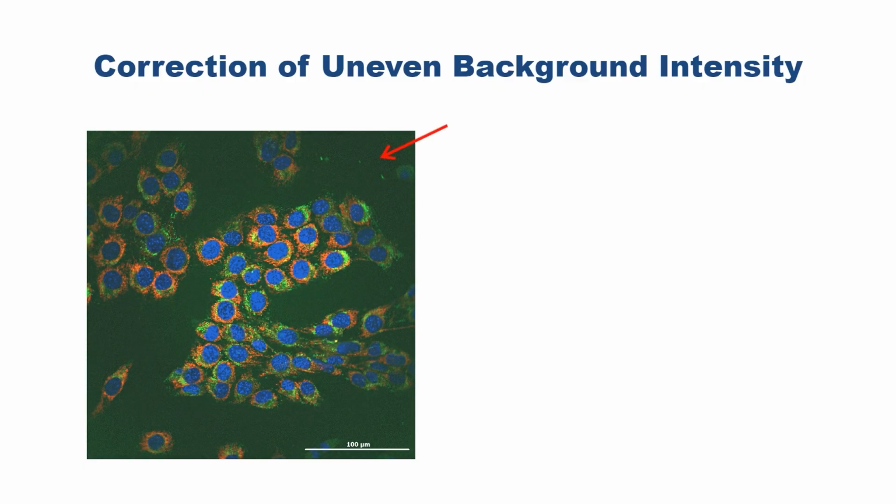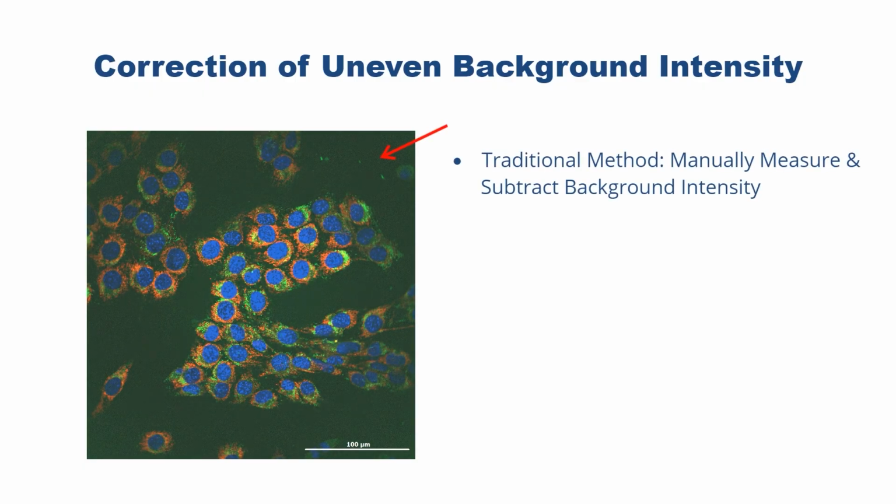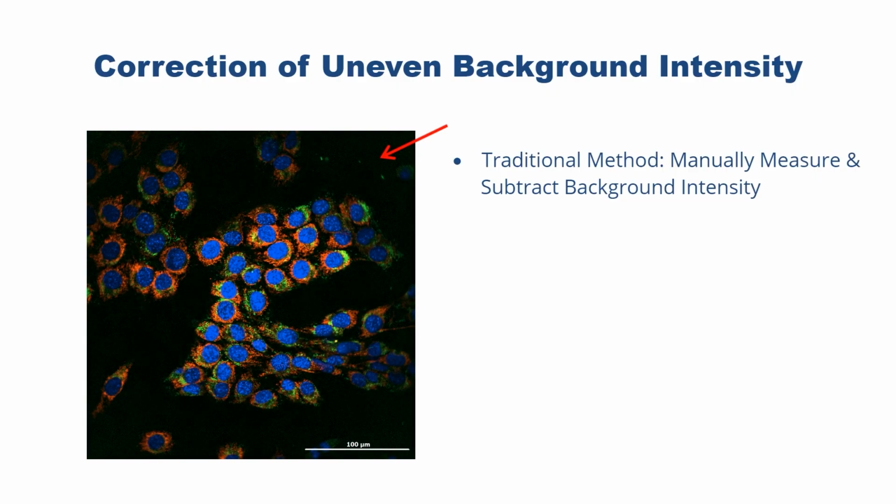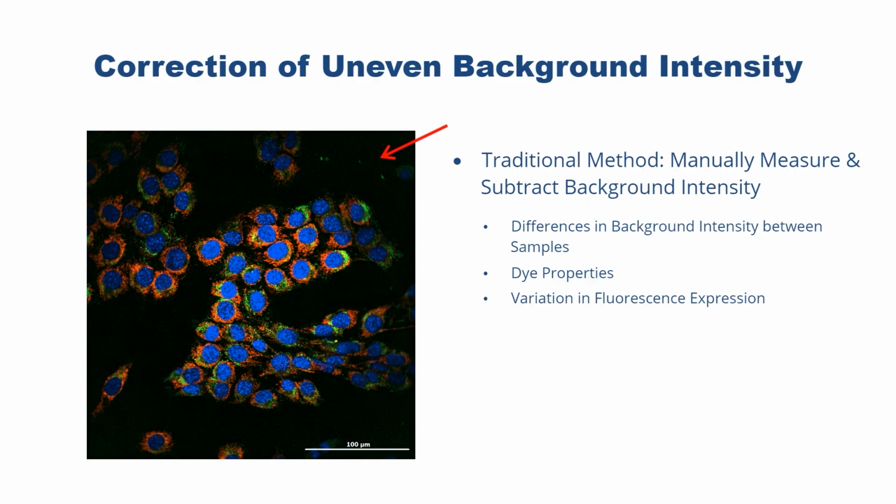The traditional method of background correction involves manually measuring and subtracting the fluorescent intensity of the background from the objects of interest. While this approach can be effective, it introduces variability due to factors such as differences in background intensity between samples, dye properties, variations in fluorescence expression, and other variables. A more objective and consistent method for correcting background intensity is the use of the rolling ball algorithm.